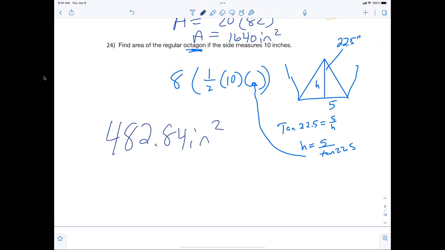482.84 inches squared. Is that making sense to you guys? Everybody's good? Yes, sir. So, lateral area, right? Isn't that just like the second part of the surface area? Wow, congratulations. That is 100% correct.